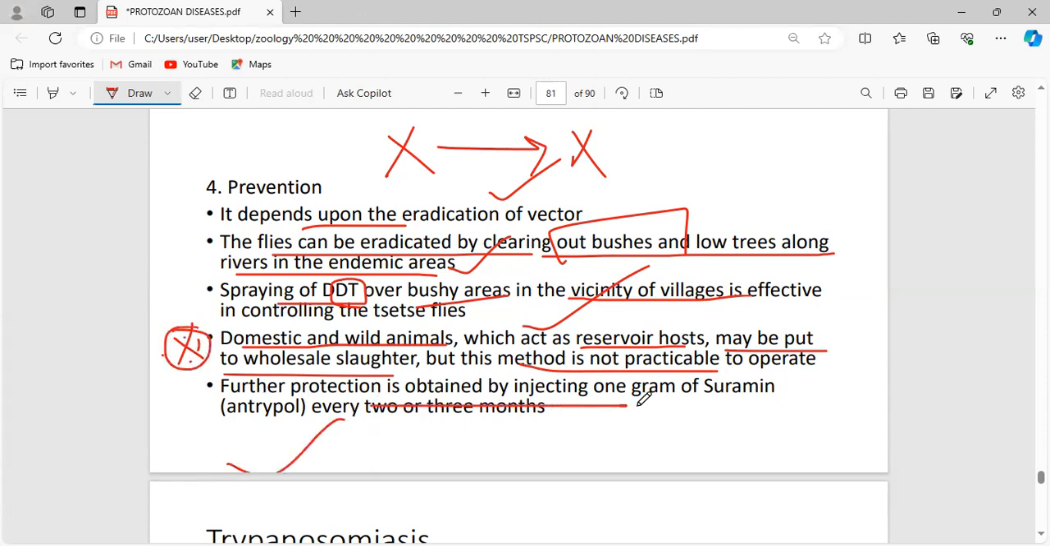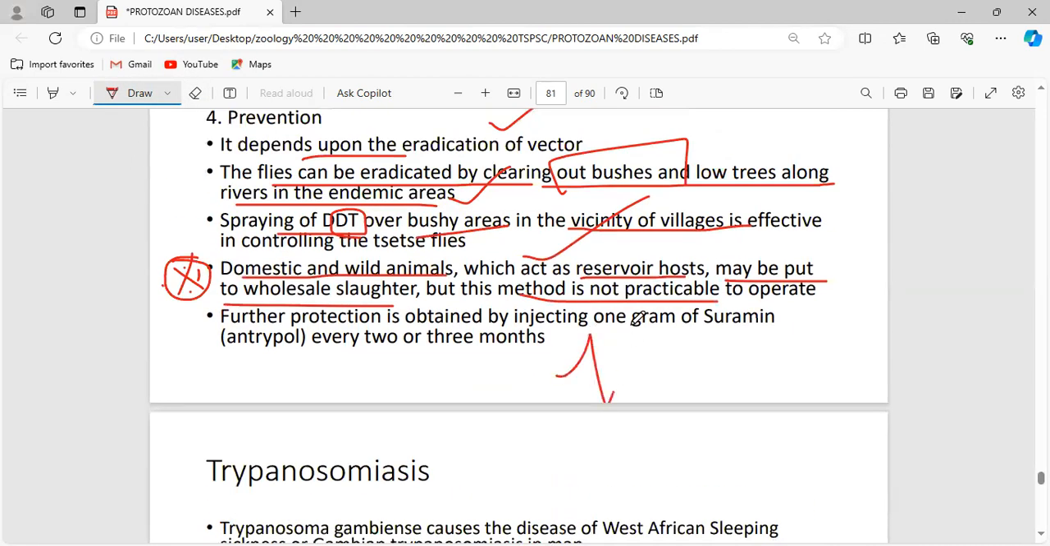Further protection is obtained by injecting 1 gram of suramin every 2 to 3 months. We have to take this type of vaccination. We can set it as a vaccination. And herd immunity is the ultimate immunity. What is herd immunity?